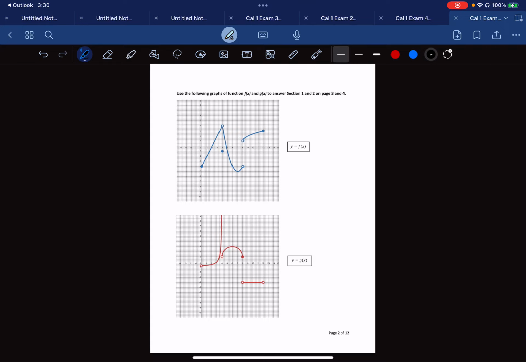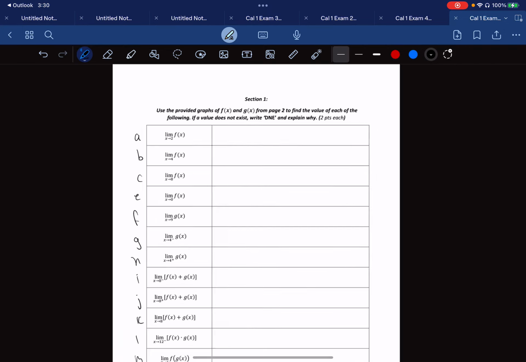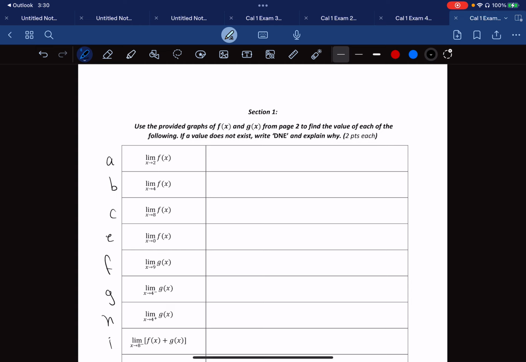Alright, so this is exam 1. We're going to be doing all of section 1. Use the provided graphs f of x and g of x from page 2 to find the value of each of the following. If the value does not exist, write does not exist and explain why.